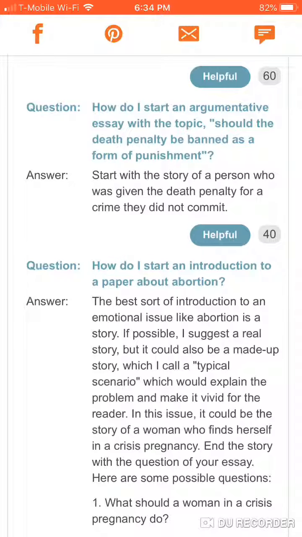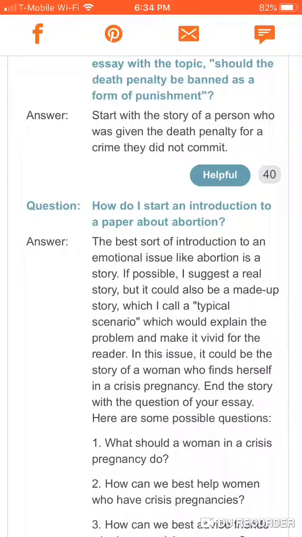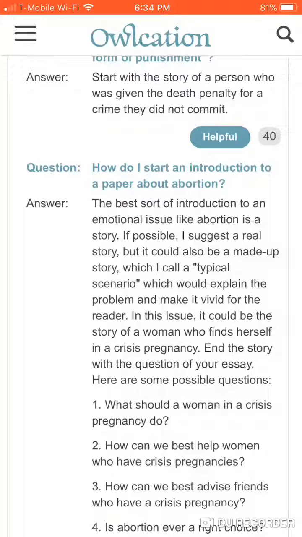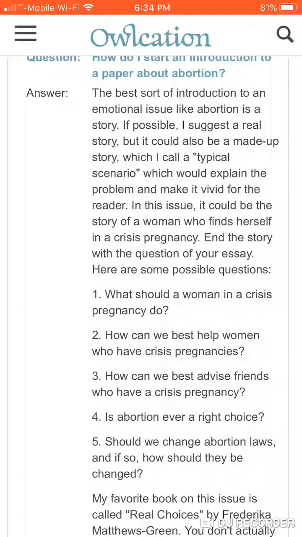Here are some possible questions. 1. What should a woman in a crisis pregnancy do? 2. How can you best help women who have a crisis pregnancy? 3. How can we best advise friends who have a crisis pregnancy? 4. Is abortion ever the right choice? 5. Should we change abortion laws, and if so, how should they be changed?